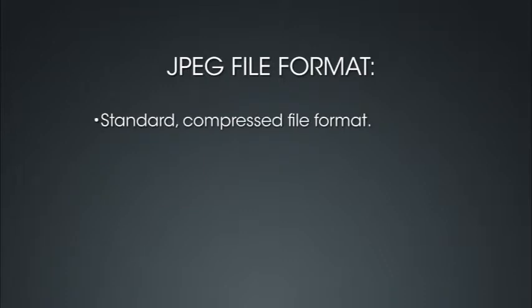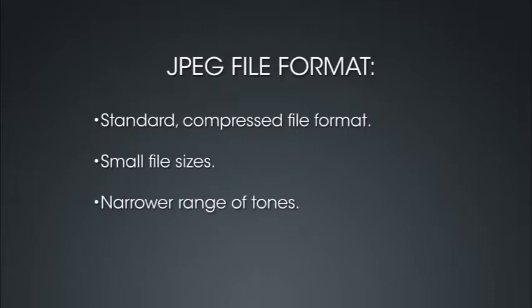The last image quality setting on the DF is JPEG. JPEG files are a standard compressed file format that is supported by any image software. Because JPEG files are compressed, the file sizes are very small compared to RAW files, but they also have a much narrower range of tones and will lose some image data each time that they're saved. Let's take a look at how to select the image quality settings on the DF.